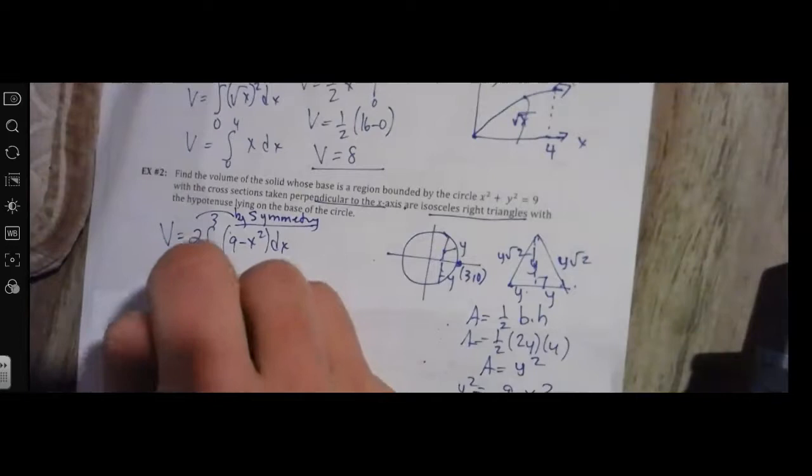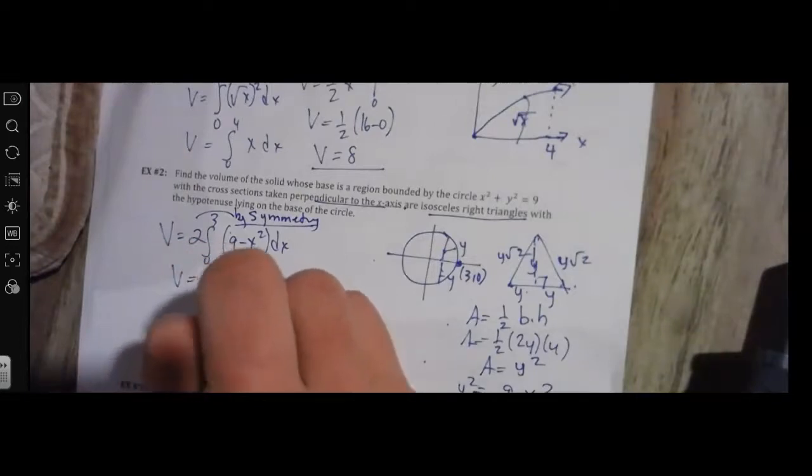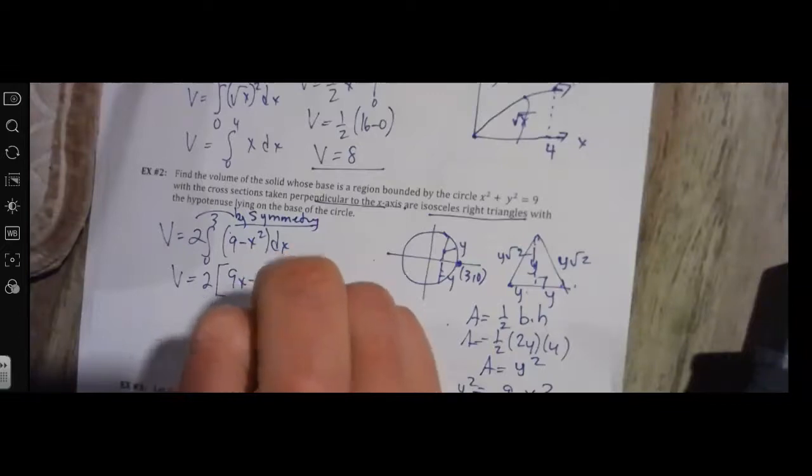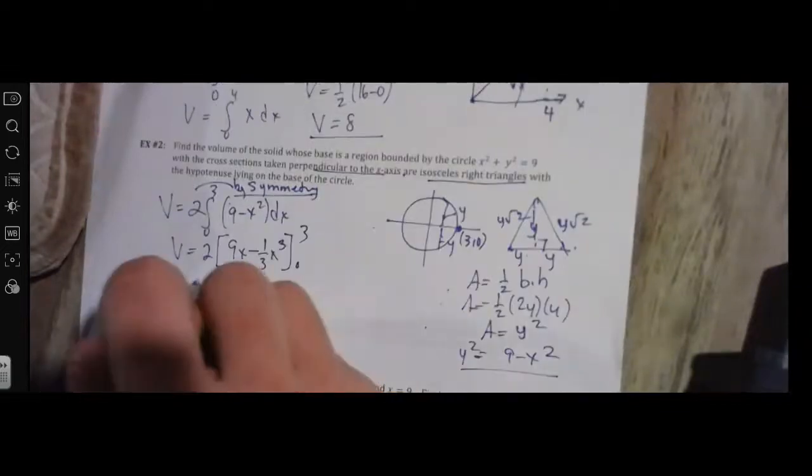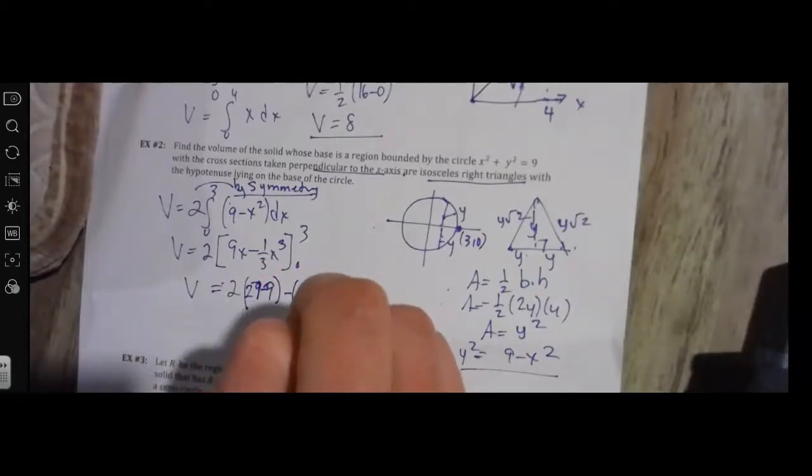Okay. And so our volume is going to equal 2 times, and it's going to be what? 9x minus 1/3 x cubed, from 0 to 3. And so our volume is going to equal 2 times, put in 3, you're going to get 27 minus 9, minus 0 minus 0. So you're going to get volume is equal to 2 times 18, so it's going to be 36.